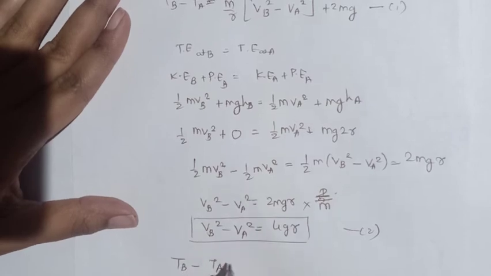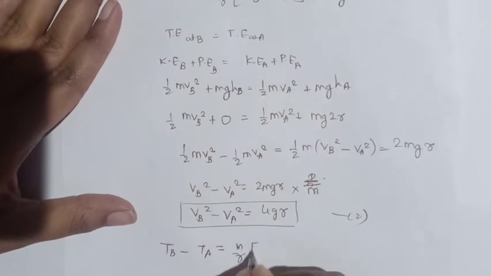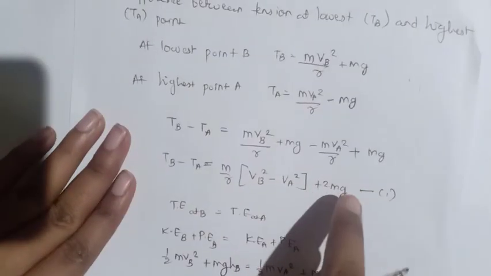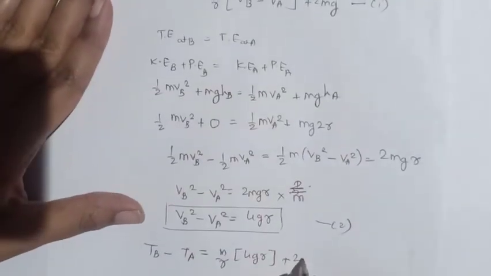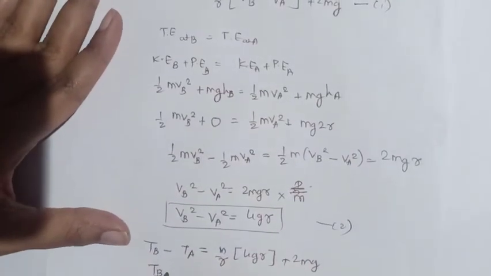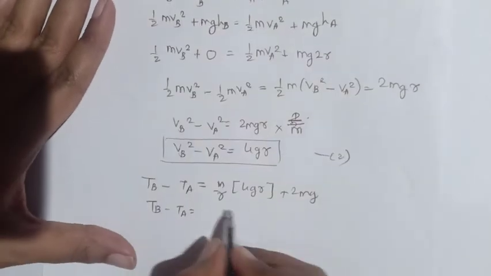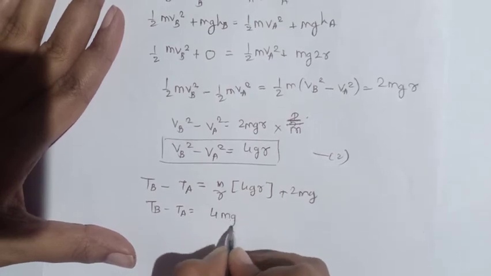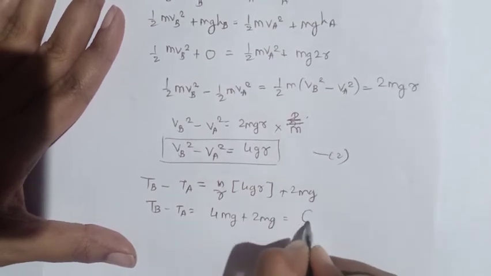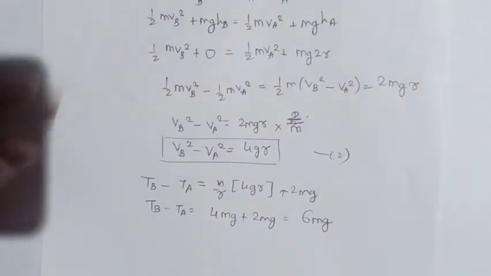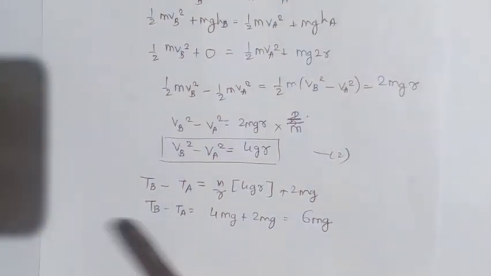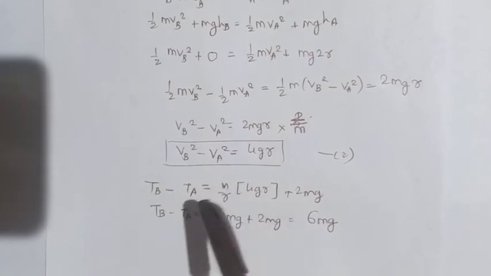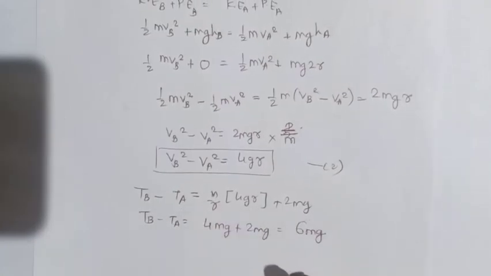Tb minus Ta equals m by r in bracket 4gr plus 2mg. So here r and r will be cancelled, so it will become 4mg plus 2mg, which is nothing but 6mg. So the difference between tension at the lowest point and tension at the highest point is given by 6mg.